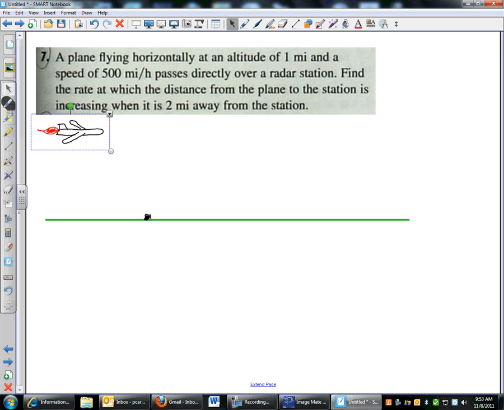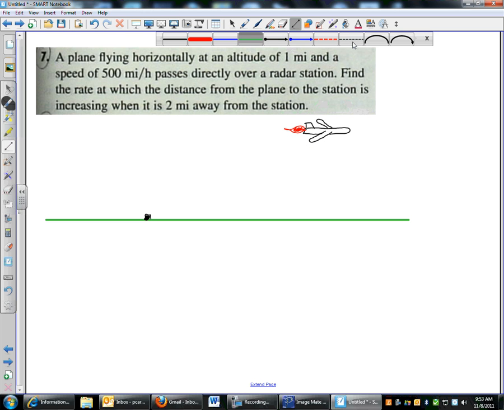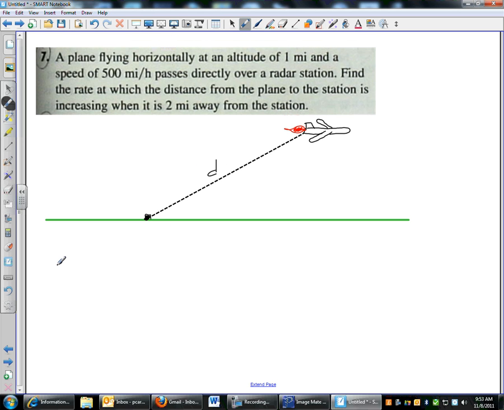All right, so we have a plane that's flying at an altitude of 1 mile, and it flies over a radar station. Were we able to get this drawn okay? It flies over the radar station, then it's moving away from the radar station, and it wants to know the rate the distance from the radar station is changing. That's going to be linear, so we're going to go straight to the plane. And remember, related rates, anything that changes, we'll give it a variable. So I'll just call that d for distance. You could call it something else.